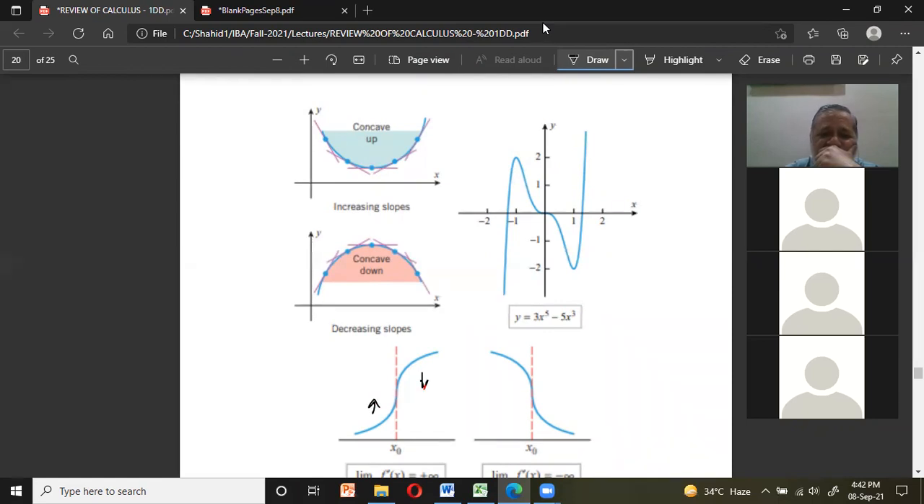Concave up and concave down: there is an inflection point which is not a stationary point but it is a critical point, because the derivative is infinity, the tangent slope is vertical. Here concave down, here concave up. At this point you have an inflection point but the derivative is not defined, so it is a critical point.